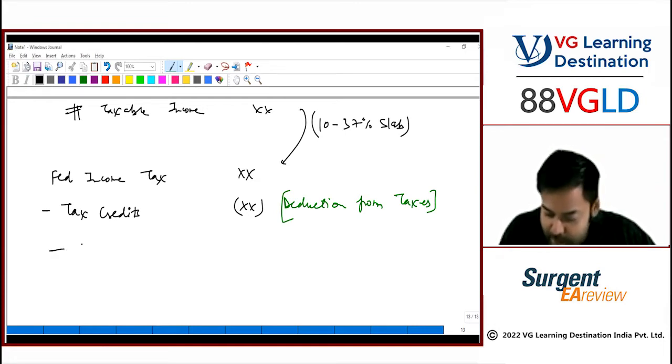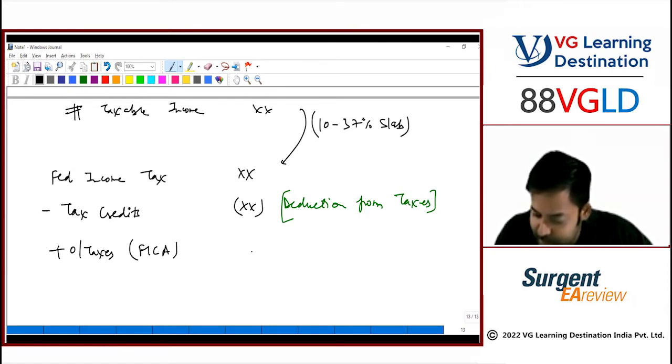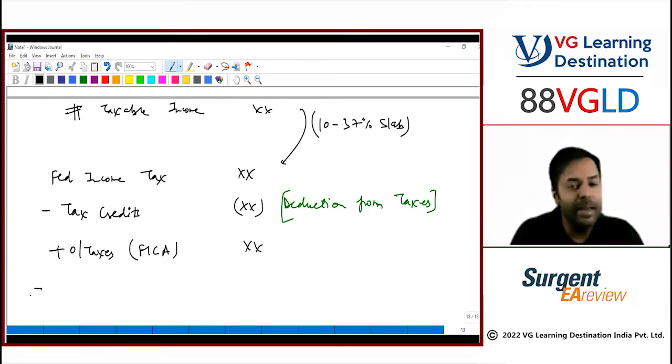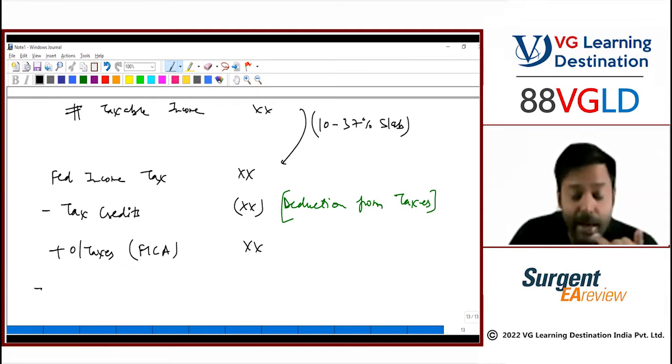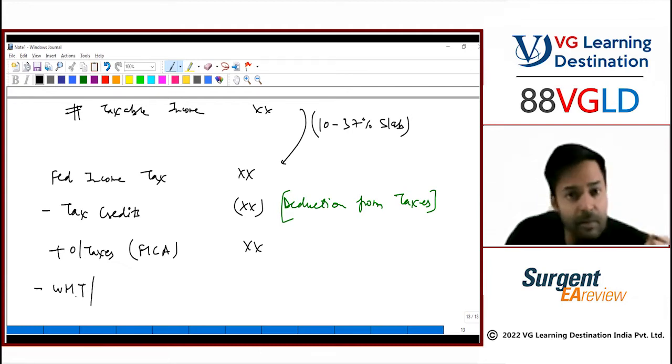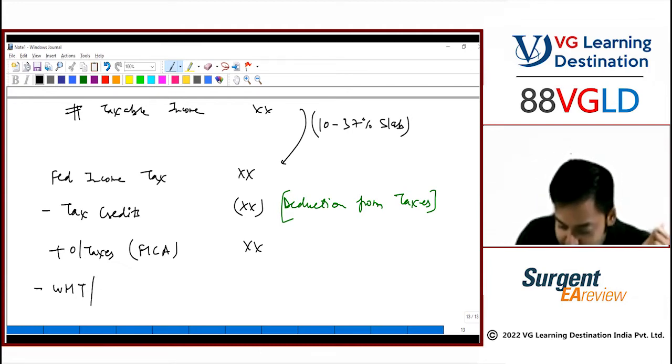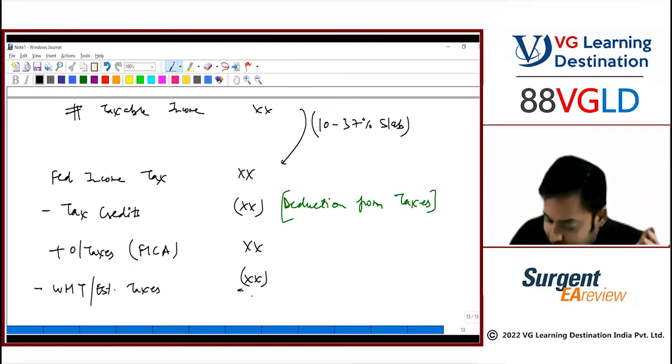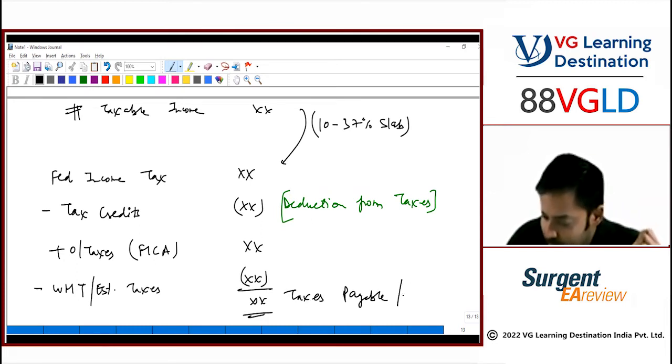Plus, in case there are any other taxes, for example, we discussed FICA, Medicare, you will add that. Then in case you have made any payment, like say withholding tax, in India we call it advance tax, or the estimated taxes you have paid, all of it you will reduce, and this is going to give you taxes payable / refund.